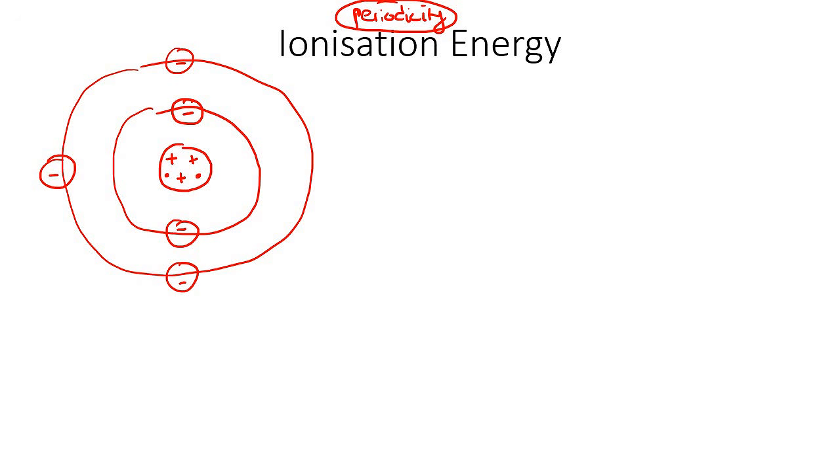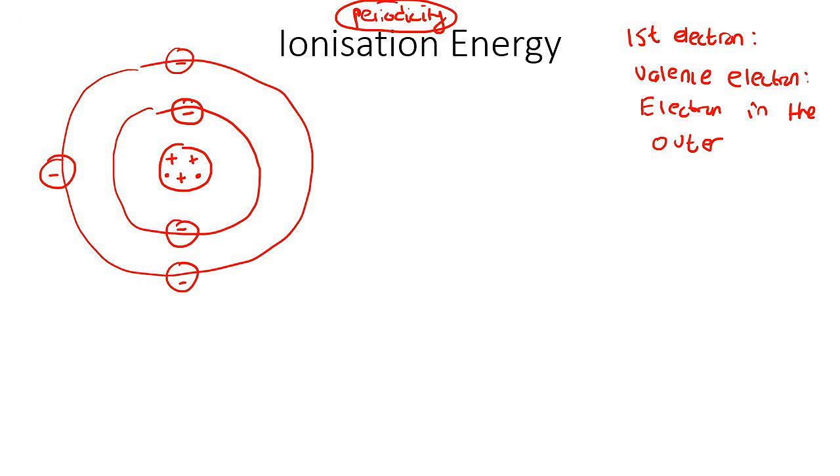Right, now guys, our goal is that we are going to try to steal one of these electrons, okay? Now, the first electron that you steal will always be one of the valence electrons. It will always be one of the valence electrons. And now, what is a valence electron? A valence electron is an electron in the outer energy level. So all of these 3, those are valence electrons.